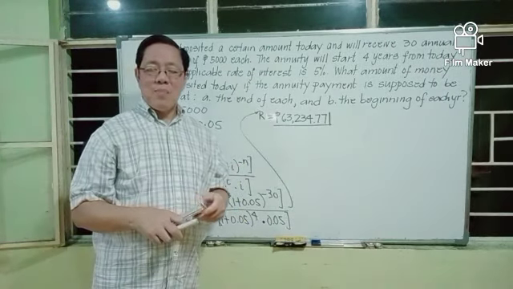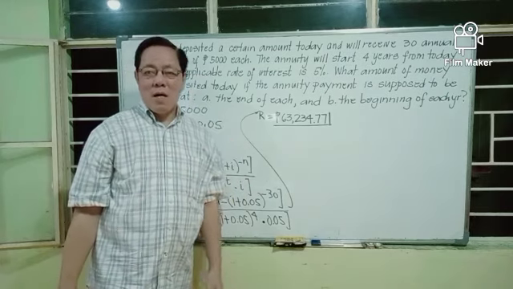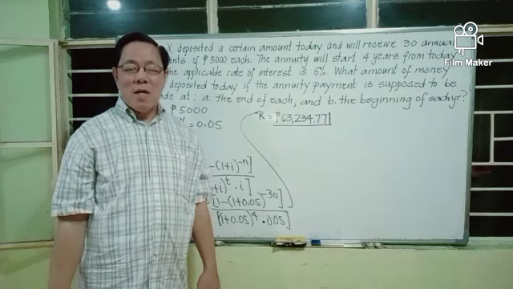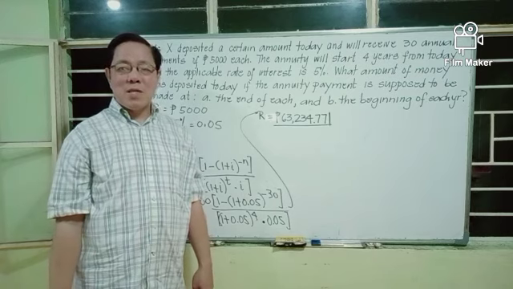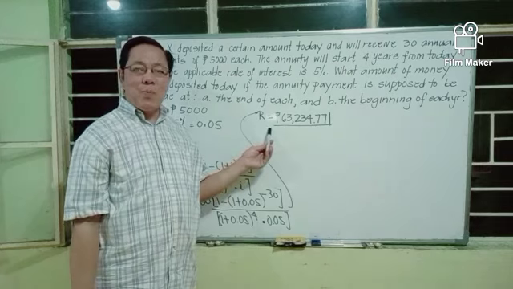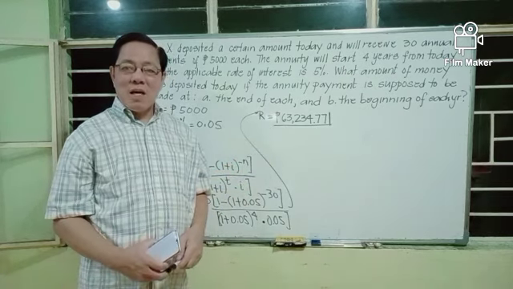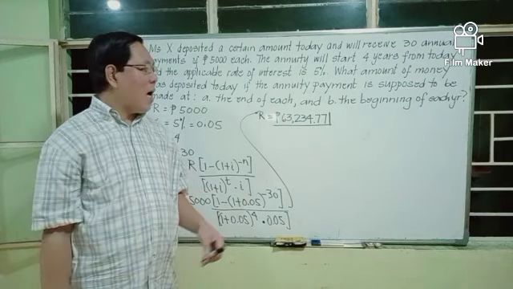Thus, if Miss X is to receive 5,000 pesos at the end of each year for 30 years, because she will receive 30 payments annually, so that's 30 years, she has to deposit 63,234.77 pesos today.